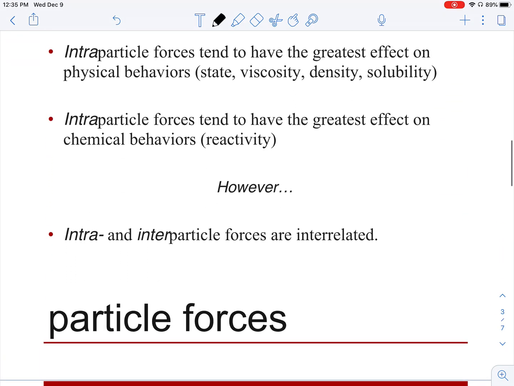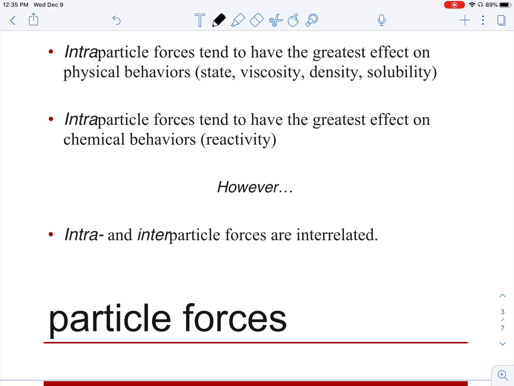So we kind of sum that up here, that interparticle forces tend to have the greatest effect on physical behavior, such as state, so solid, liquid, gas, viscosity, how fluid a particular liquid or a gas is, or even solids can actually behave as a fluid. If you take something that's solid and you bend it, that technically is a fluid behavior.